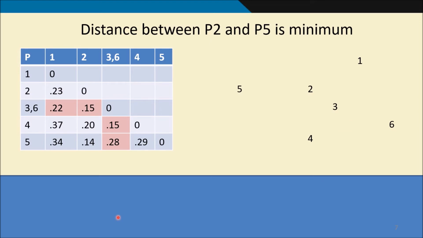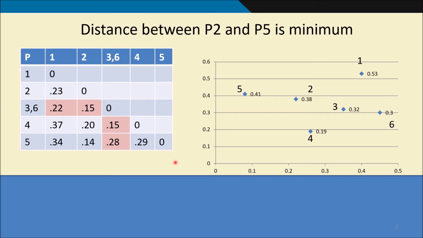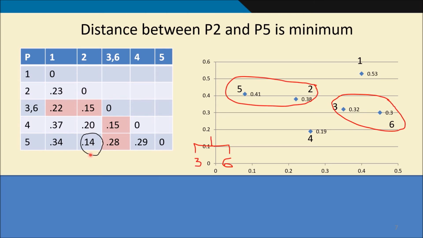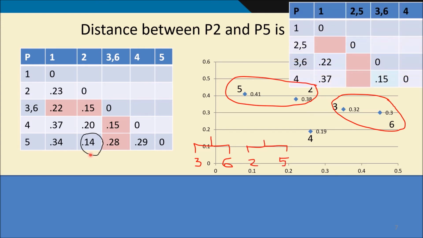Okay, now we'll see the distance matrix and find out which is the least number in the matrix out here. We find that the distance between 5 and 2 is the least. So we'll combine 5 and 2 together and make them into one cluster, and the dendrogram looks like this. Now the distance matrix would be combining 2 and 5 together.